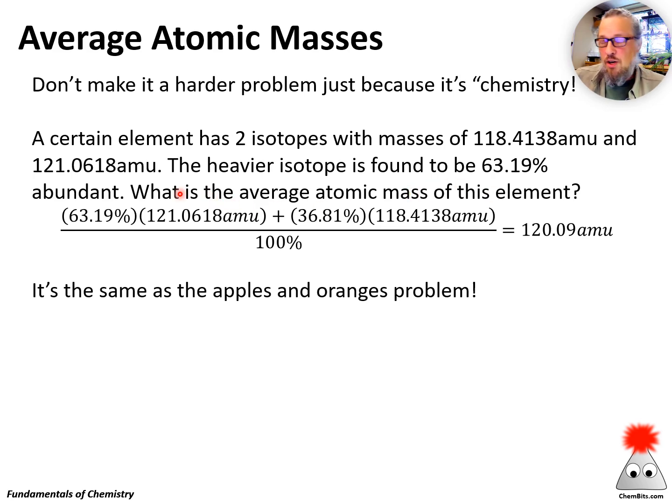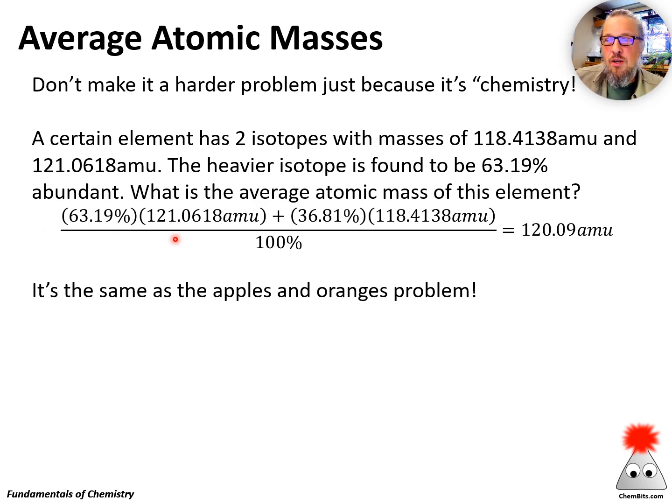So a few things here. First of all, I only gave you the percent of one of them because if the element only has two isotopes, then whatever the rest of it is to get up to 100% is how much we've got of that. So let's start putting it together the same way we did the previous problem.